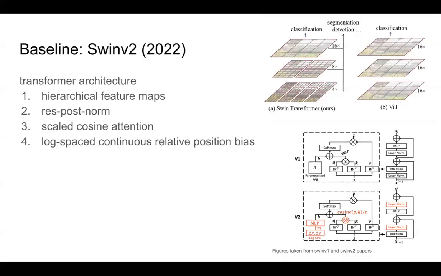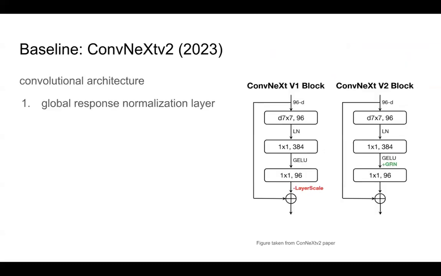Next. And guided by the motivation, we propose three baselines. First, we have Swin V2, a pure transformer architecture that uses hierarchical feature maps. And they also propose several small improvements listed on the slides. Next. The next baseline is ConvNeXt V2, a pure convolution architecture that has a global response normalization layer, which is the improvement they made on the original ConvNeXt architecture we've seen in our homework.